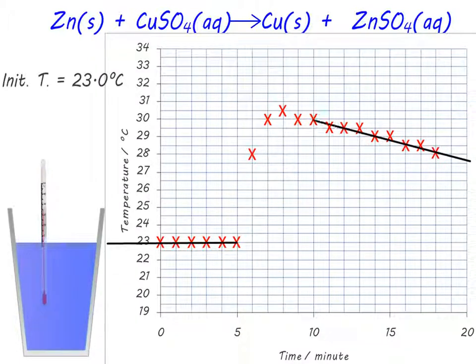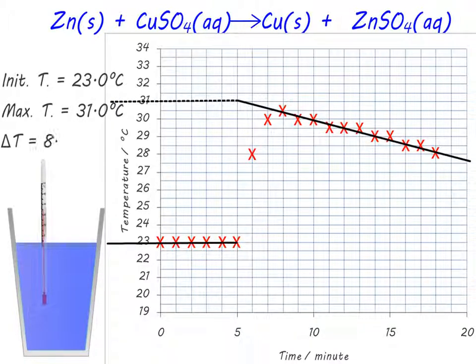By extrapolating the cooling curve of the temperature back to the time when we added the zinc, we can find the maximum temperature difference. Here the initial temperature was 23 degrees C, and the maximum temperature by extrapolating the cooling curve back was 31 degrees C, and so the temperature difference, delta T, was 8 degrees C.